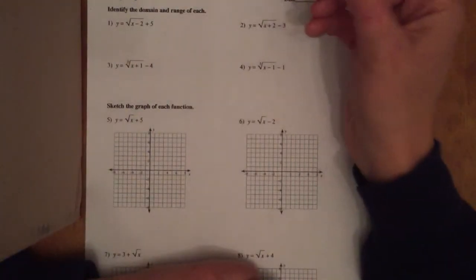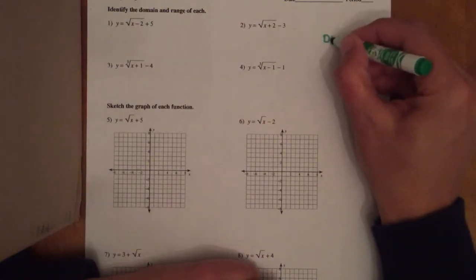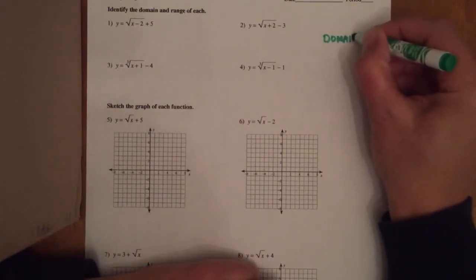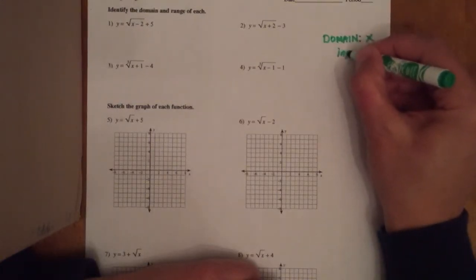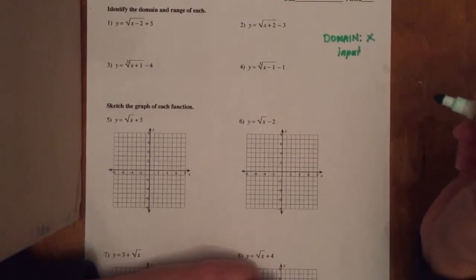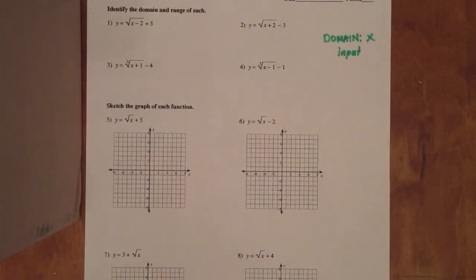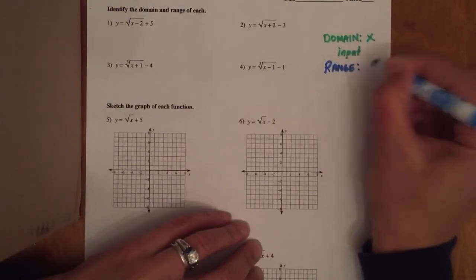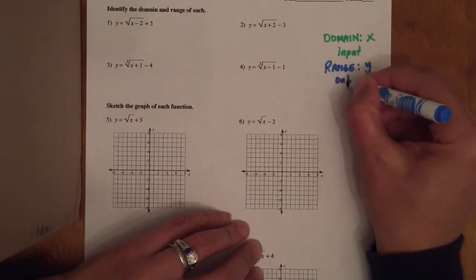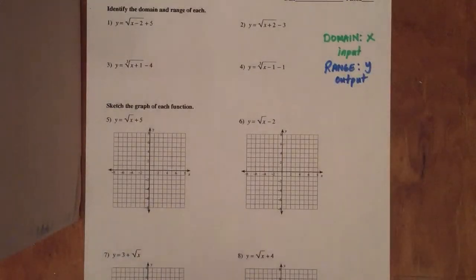So if we remember, domain are your x values. And that's another word for your input. That's what you input to the function, okay? So the domain is your x values. The range are your y values, which we also call your outputs. So you're going to basically take the domain values, plug those into the equation, plug those into the function, and the function is going to give you an output, which is your range. That's how a function works.